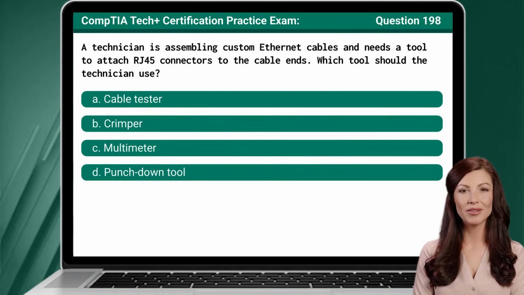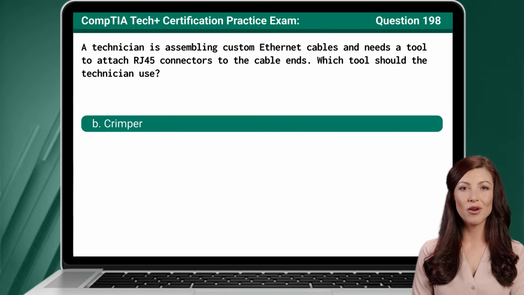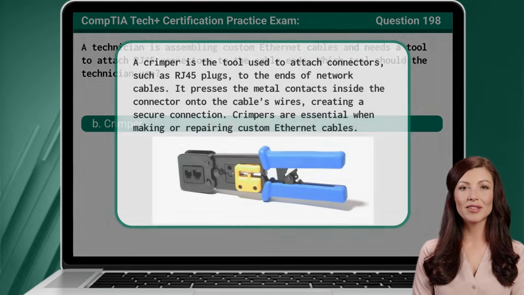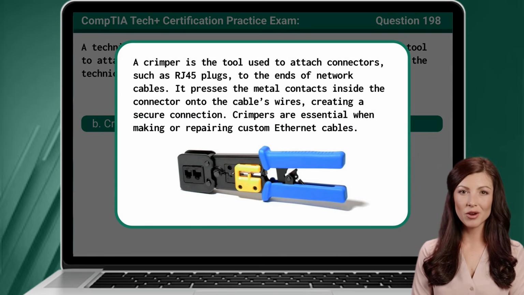Question 198. A technician is assembling custom Ethernet cables and needs a tool to attach RJ45 connectors to the cable ends. Which tool should the technician use? The answer is B. Crimper. A crimper is the tool used to attach connectors, such as RJ45 plugs, to the ends of network cables. It presses the metal contacts inside the connector onto the cable's wires, creating a secure connection. Crimpers are essential when making or repairing custom Ethernet cables.